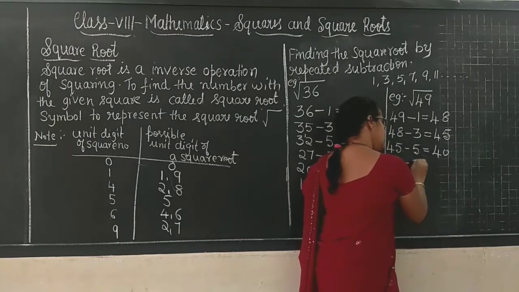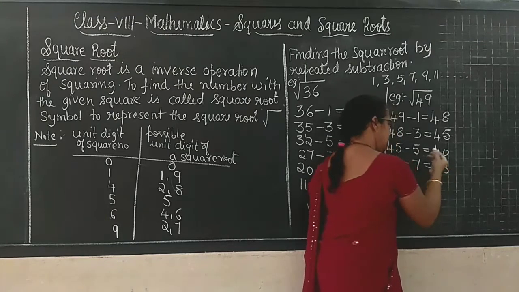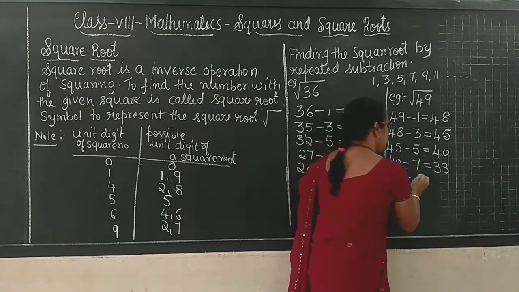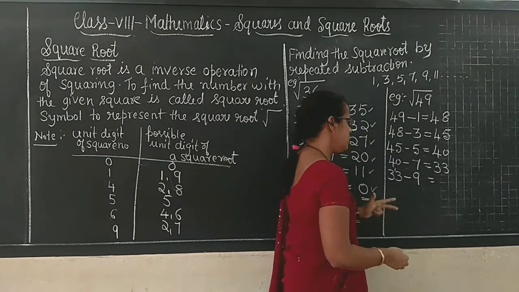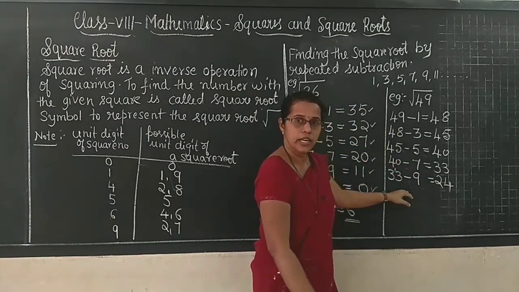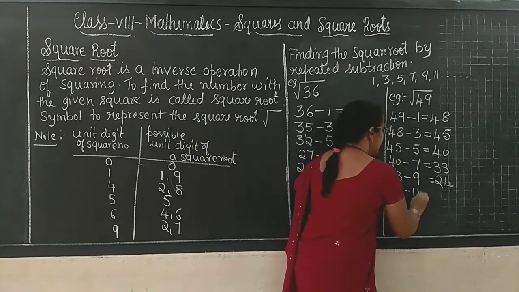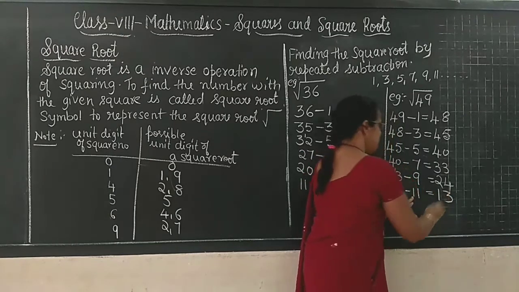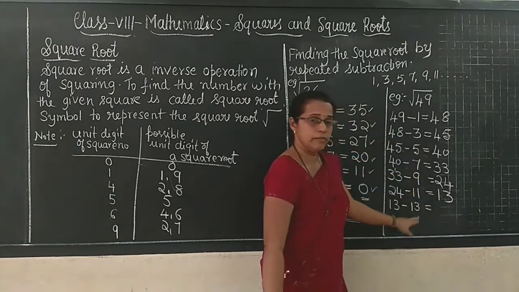Next, 40 minus the next odd number. 40 minus 7 is 33. Yes, 33 minus the next odd number 9 is 24. Yes children, 24. 24 minus the next odd number, 11, is 13. Next, 13 minus 13. The next odd number is 13.